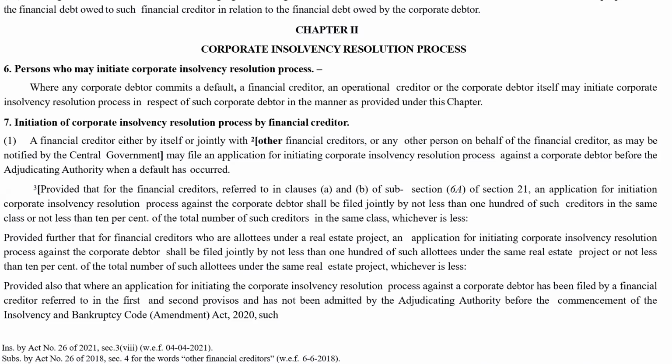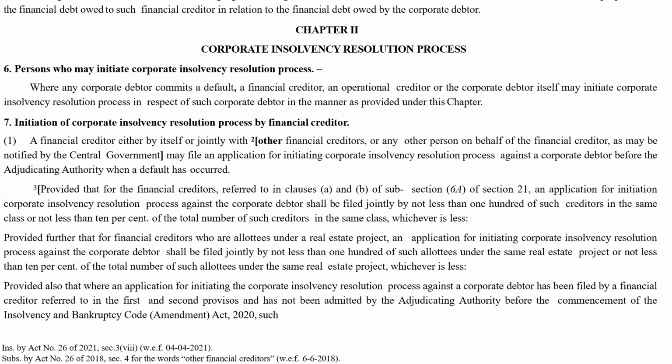Provided further that for financial creditors who are allottees under a real estate project. So here it has to be project wise. Under the same real estate project, you have to take at least 100 or not less than 10% of the total number of such allottees under the same real estate project, whichever is less.